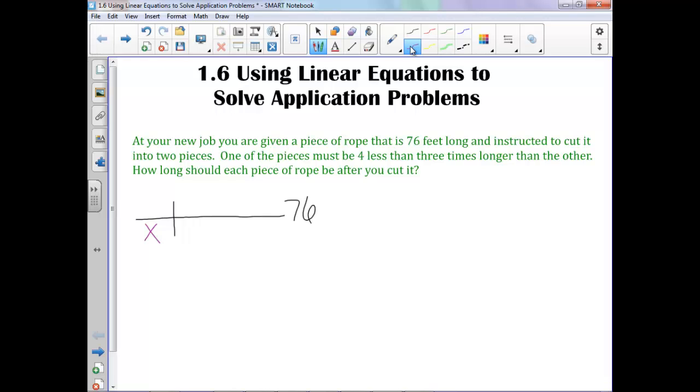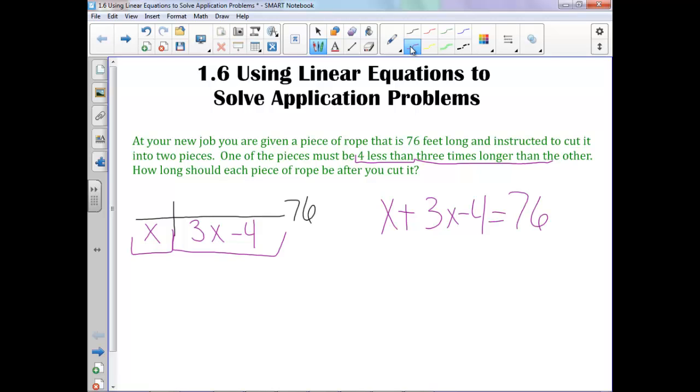We know the second one is 4 less than, which means it's something minus 4. And it's 4 less than 3 times longer than the other. So 3 times the length of the other. So we know our first cut is x, and our second cut is this 3x minus 4. We know both of these lengths together has to be our total of 76 feet. So our equation is just x plus the 3x minus 4 equals 76. Here's our first piece, here's our second piece.